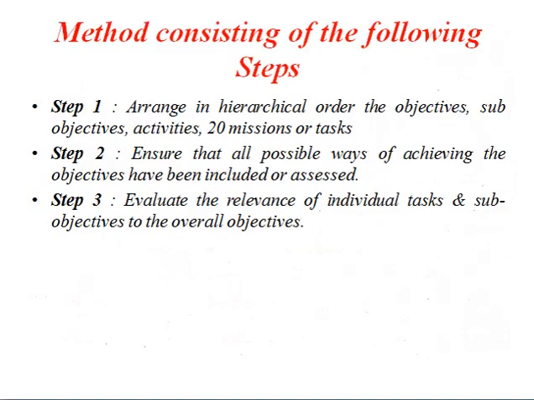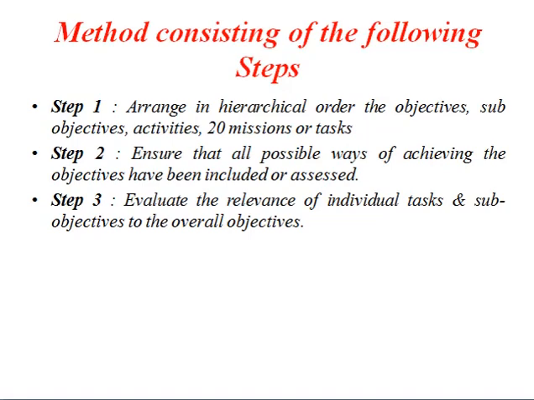After representing the relevance tree, you need to see what steps the method consists of. We have considered 3 major steps. Starting with the first step, we need to arrange in hierarchical order the objectives, the sub objectives, as well as the activities, missions and the tasks. Initially you need to consider the objectives. If you have any other objectives, mention the sub objectives. Under the objectives, mention the activities that come under them, and along with the activities, the sub parameters which we have taken, and arrange them in a systematic manner. That is your step 1.